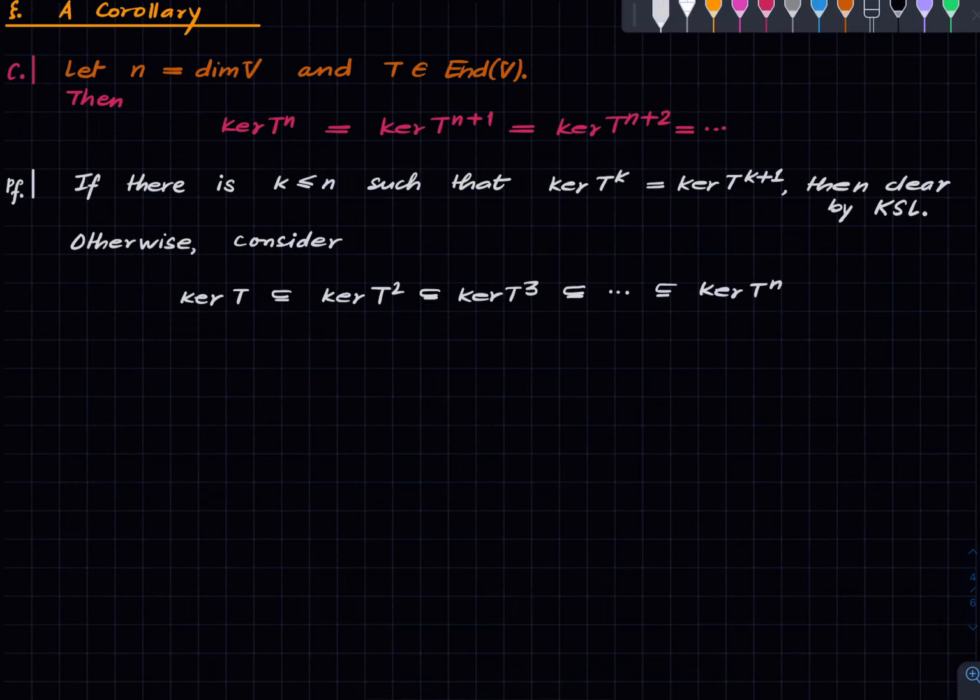We have this chain, and by our assumption, meaning such a k does not exist, this containment must be strict. Each containment must be strict. So we slash out the equal to sign. So this must be the case, and therefore this has to be a non-trivial subspace. Because if this were the trivial subspace, that would mean T is injective, and hence T would be an isomorphism. Recall, if you have an endomorphism which is injective, it is automatically an isomorphism by the rank nullity theorem.